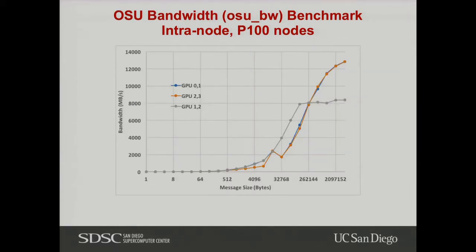Internode bandwidth, again, if you look at the cases where both the tasks are on the same socket, you go up to close to, I think that's 12.2 gigabytes per second. And the case where they're on different sockets, you top out again at around 8 gigabytes per second. So that's a similar result to what we had on the K80.